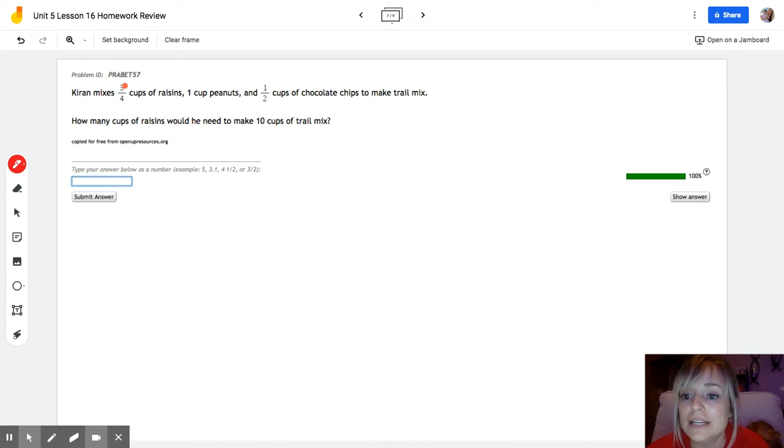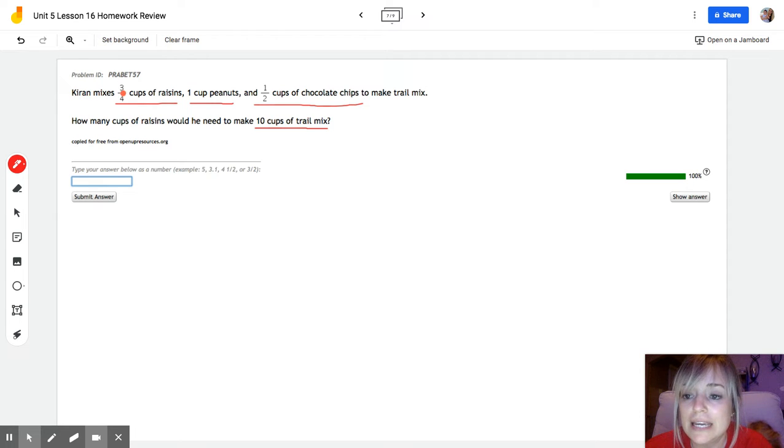But it says Karen mixes 3/4 cups of raisins, 1 cup of peanuts, and 1/2 cup of chocolate chips to make trail mix. So of course, all these numbers are important. How many raisins would he need to make 10 cups of trail mix? Okay, so first of all, I need to figure out how much ingredients I have all together because I only want 10 cups of trail mix.